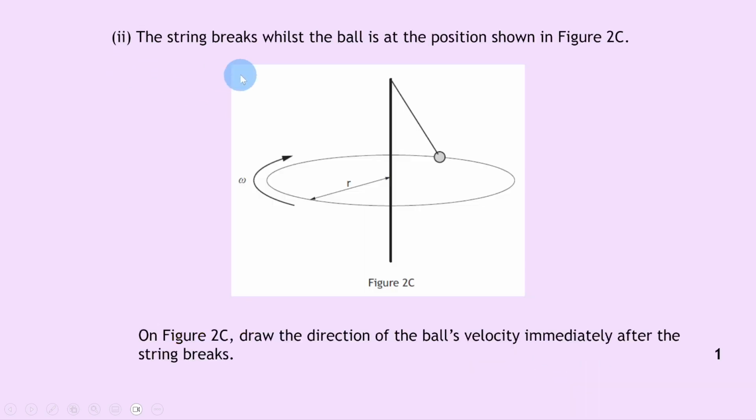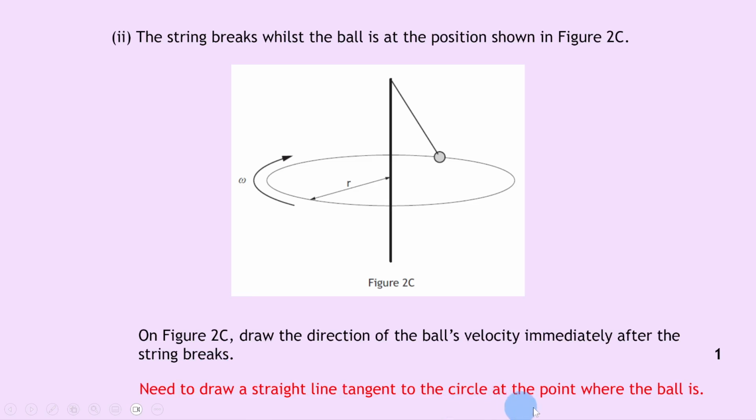Lastly, B part 2 says the string breaks whilst the ball is at the position shown in figure 2c. On figure 2c, draw the direction of the ball's velocity immediately after the string breaks, and this is worth 1 mark. Well, if the ball is at this position when the string breaks, then we need to draw a straight line tangent to the circle at the point where the ball is. So because the ball's moving in this clockwise direction, we're going to draw a straight line tangent to the circle here, so it should look something like this. So the ball should be going in this direction rather than going back the way in this direction.